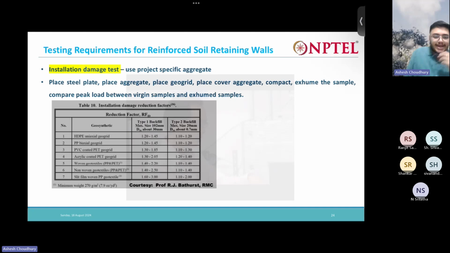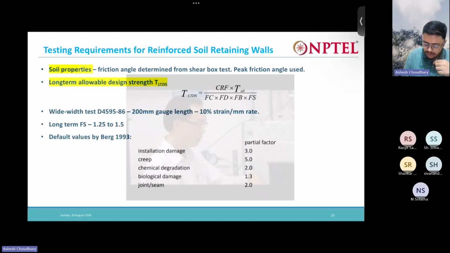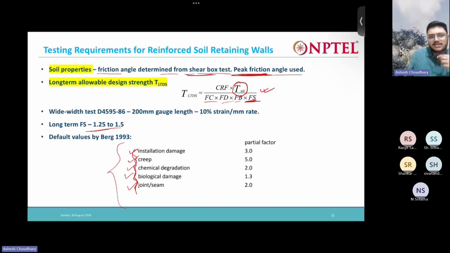Now next we have the installation damage image. So what is installation damage? While installing the reinforcement, there will obviously be some damage. The quality of the reinforcement won't be the same. It will get distorted to some extent because of placing, pulling, and carrying from one place to another. To calculate all these factors, various tests are done.